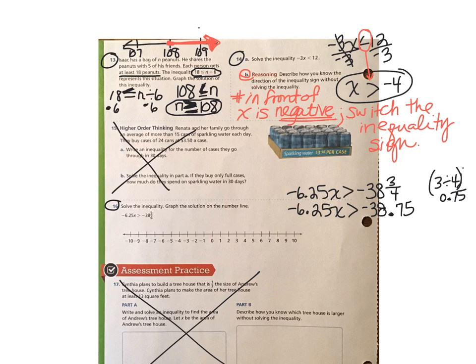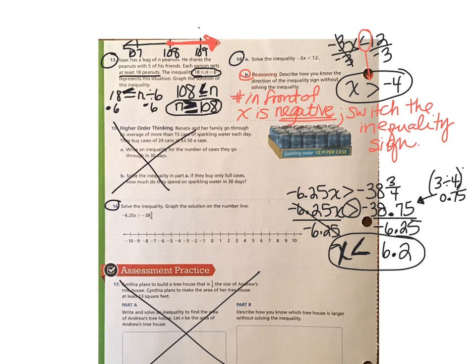So now that I have this in decimal format, I can simply solve this inequality by dividing both sides by that negative 6 and 25 hundredths. And what should I do with that inequality sign here? Well, I'm dividing by a negative, which means I need to flip it around. So my x has to be less than, what do I get when I take a negative 38 and 75 hundredths and divide it by a negative 6 and 25 hundredths? I get x is less than 6 and 2/10.